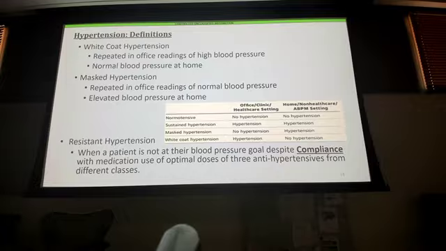And then resistant hypertension is another definition that you might hear. And this is patients who are on at least 3 antihypertensives and their blood pressure is not getting to goal despite being compliant with their meds. So they have to be taking those 3 meds appropriately as prescribed, but their blood pressure still does not get down to goal. Okay? So that's resistant hypertension.